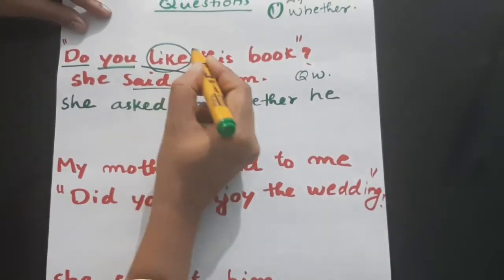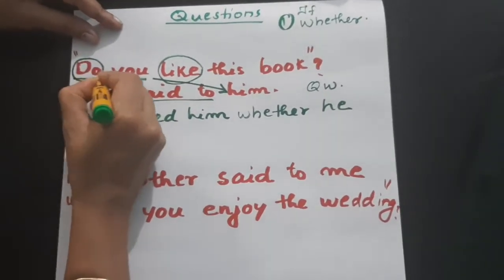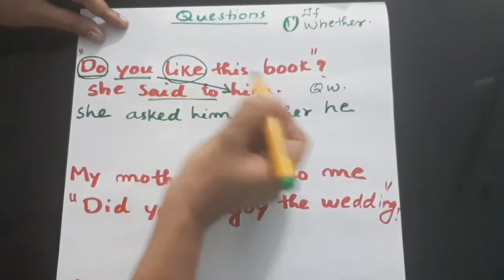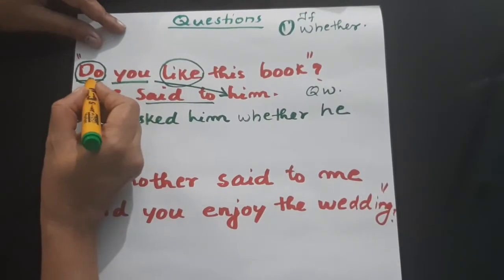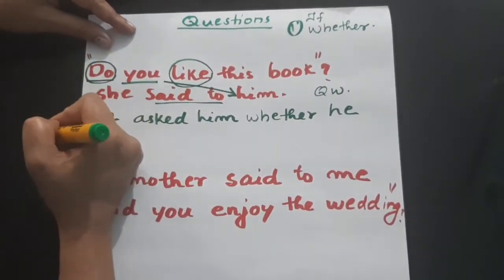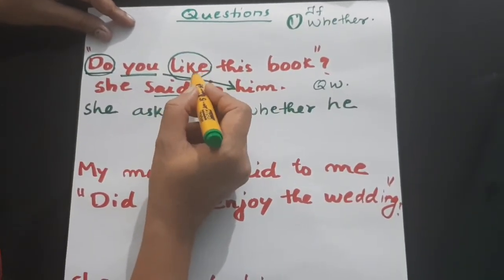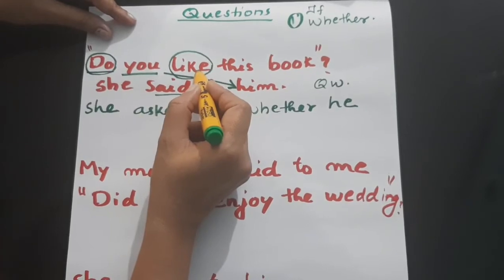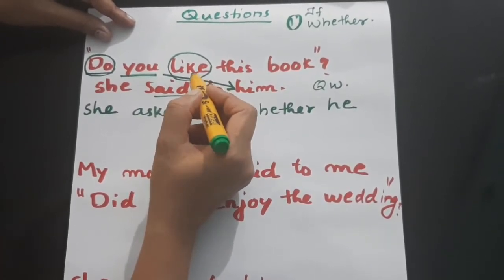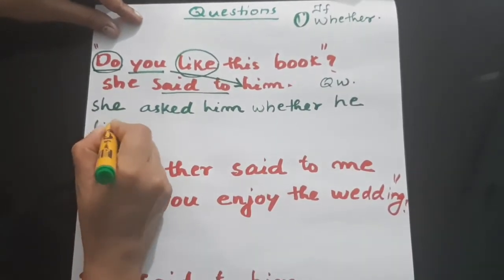I told you that this auxiliary do you can simply neglect in the case of questions when you report. Whenever you come across do, you can simply neglect that. So next you need to come back to the verb. Verb here is like. Like means it is in present form. That will be converted to past form. That is liked.